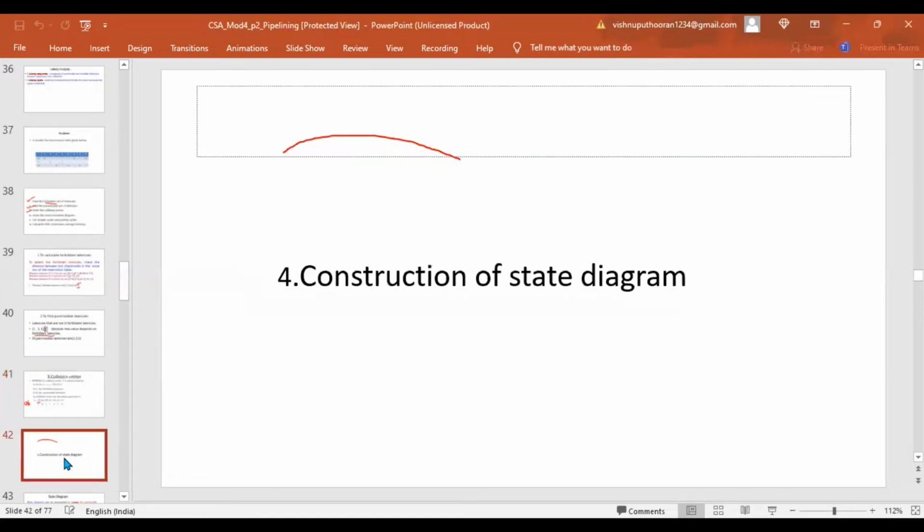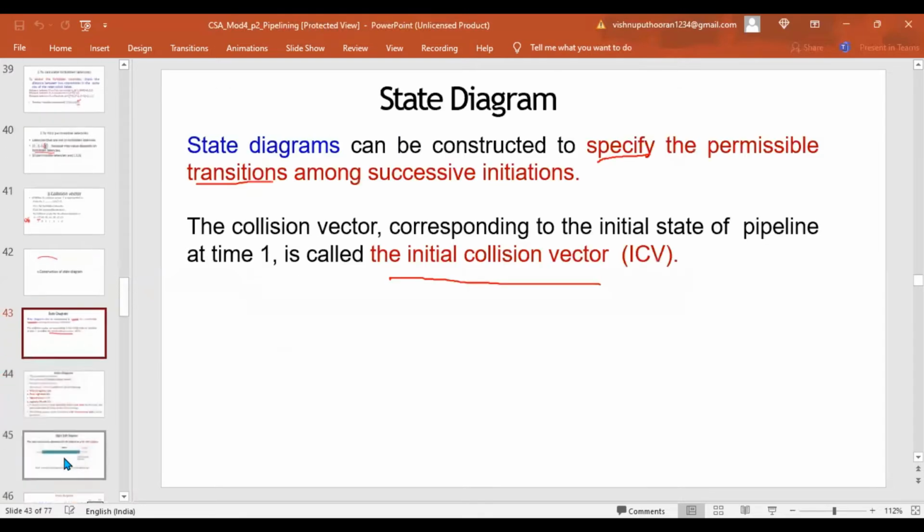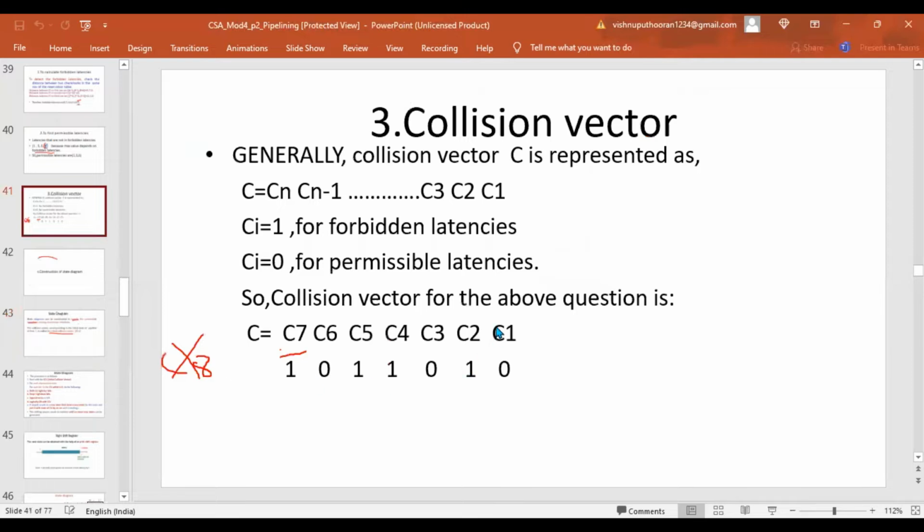Then the fourth question is how to construct a state diagram. In order to construct a state diagram, the collision vector is essential. State diagrams can be constructed to specify the permissible transitions among successive initiations. The collision vector corresponding to the initial state of the pipeline at time 1 is called the initial collision vector. We have already found the initial collision vector. This is the initial collision vector.